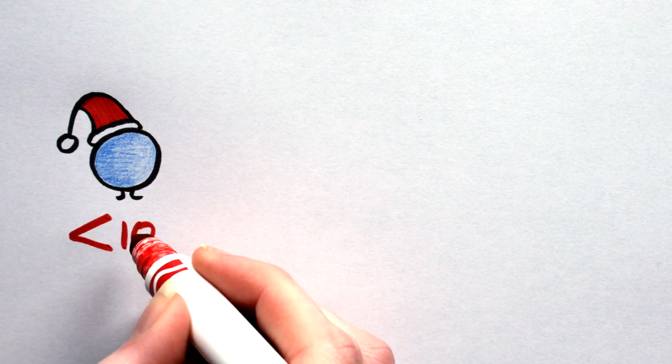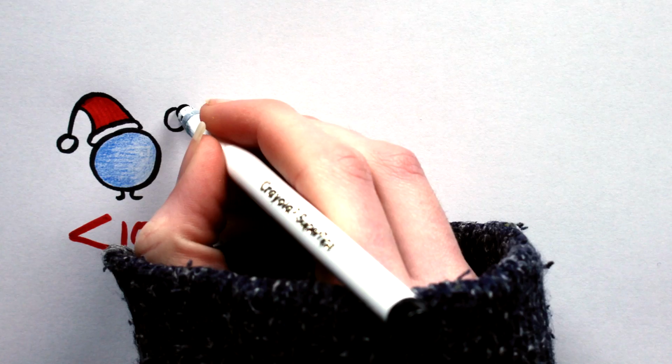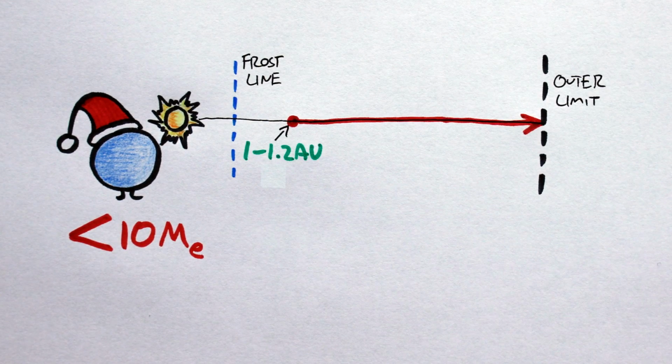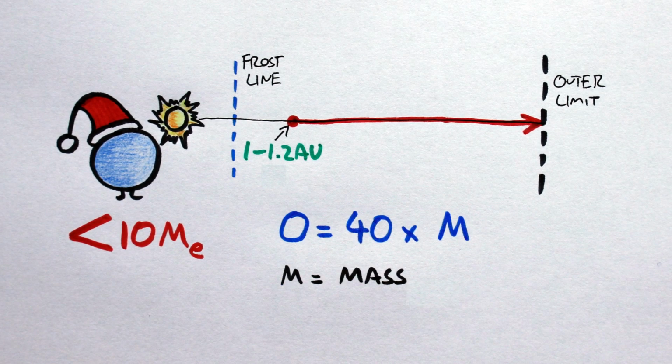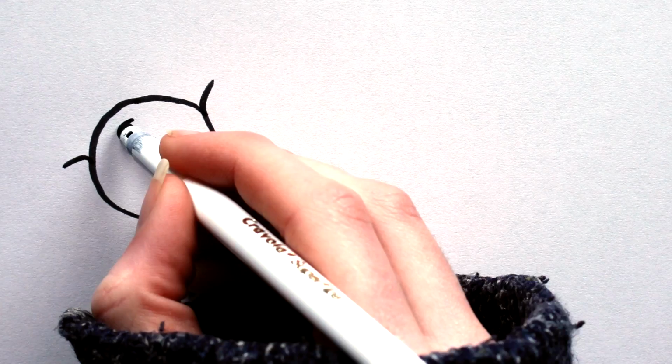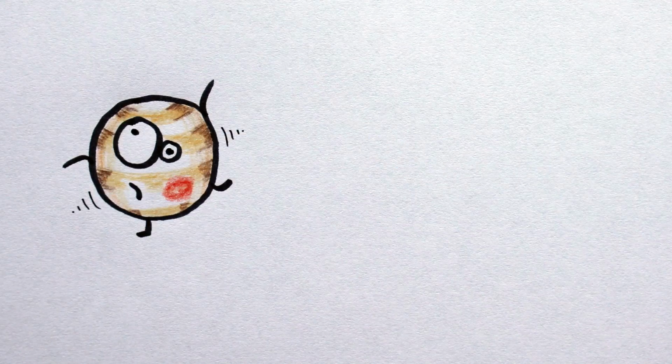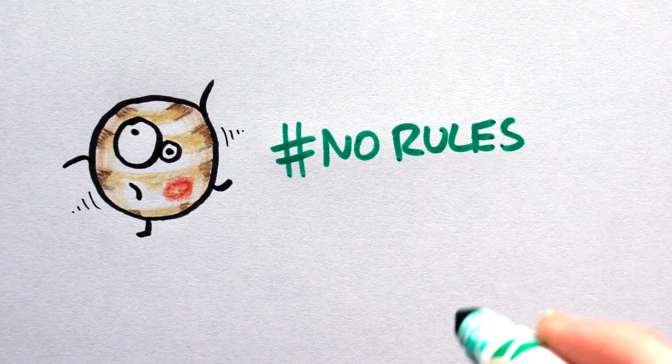Place gas dwarfs, gaseous planets up to 10 Earth masses, here, between 1 to 1.2 AU from the frost line and the outer limits of your planetary system, which by the way is given by 40 times m, where m is the mass of your star in solar masses. For extra added realism, try and stick to a very distant orbit for your gas dwarfs. Finally, for all intents and purposes, eccentric Jupiters are total renegades and can orbit pretty much anywhere in a system.